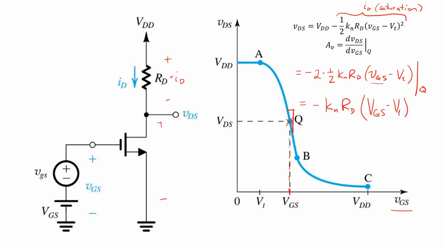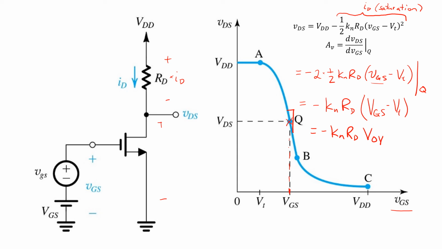This quantity, VGS minus the threshold voltage, is in fact the overdrive voltage evaluated at the operating point. So let's use all uppercase letters to denote that quantity, VOV. Based on this relatively simple expression, we see that the small signal gain increases with increasing overdrive voltage.